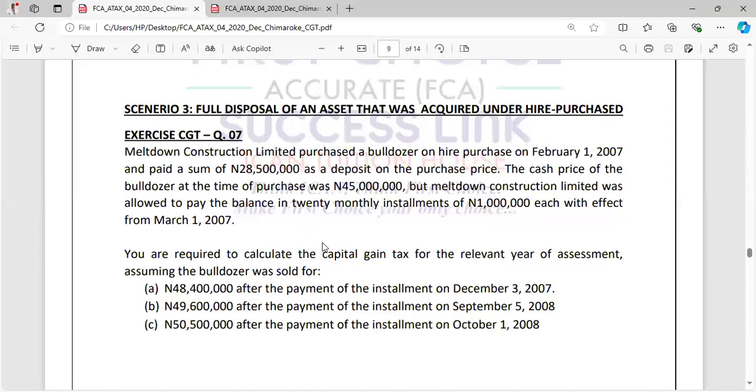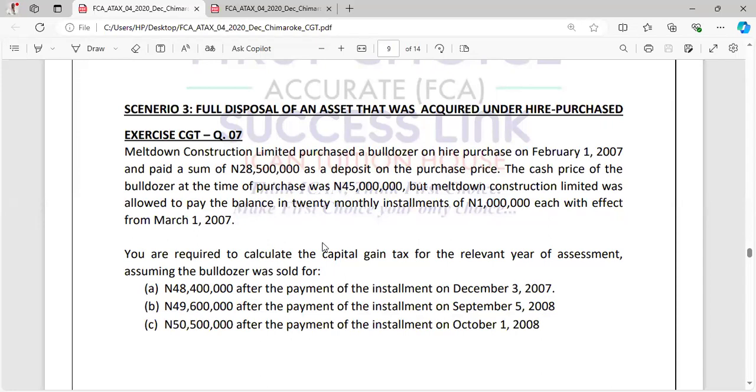And to make it worse, you sold the assets before you finished paying for your hire purchase. If you have finished paying for your hire purchase, that will not become a problem. But because you are still under the hire purchase period, you have not finished settling it, and you sold the asset. Now, that becomes a special case that we're going to consider.